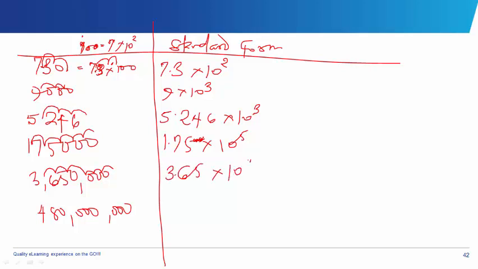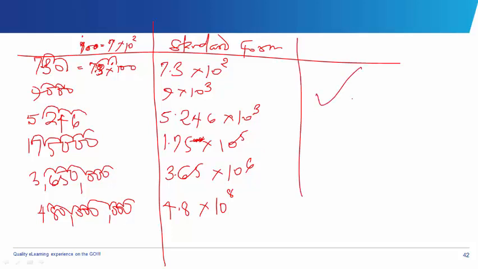For 3,650,000, counting 1, 2, 3, 4, 5, 6, it is 3.65 times 10 raised to the power 6. For 480 million, counting 1, 2, 3, 4, 5, 6, 7, 8, it's 4.8 times 10 raised to the power 8. So this is our answer.